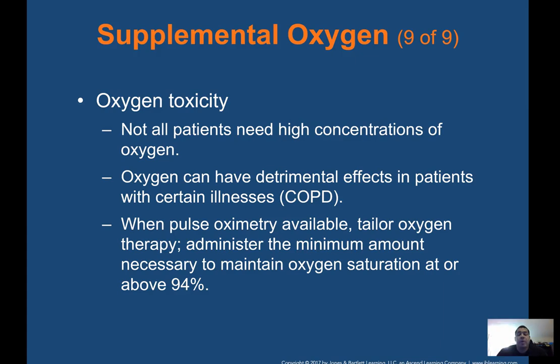Oxygen toxicity. Not all patients need high concentrations of oxygen. Oxygen can have detrimental effects in patients with certain illnesses, such as COPD. When pulse oximetry is available, tailor oxygen therapy. Administer the minimum amount necessary to maintain oxygen saturation at or above 94%. People with COPD are going to have lower oxygen saturations. They might sat in the low 90s or high 80s, but that might be normal for them. But if they're complaining of difficulty breathing, you should give them oxygen.